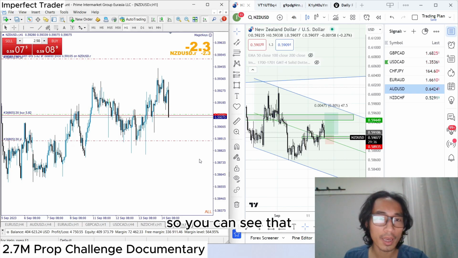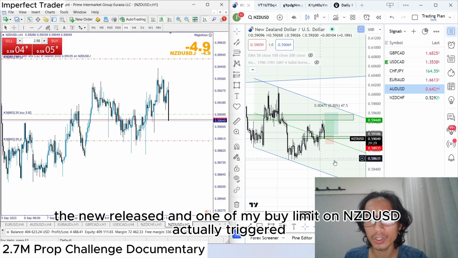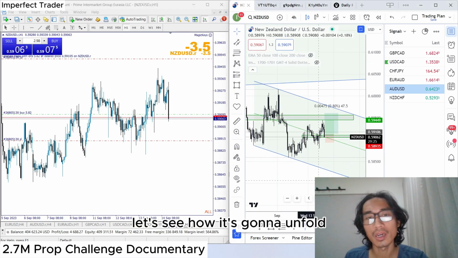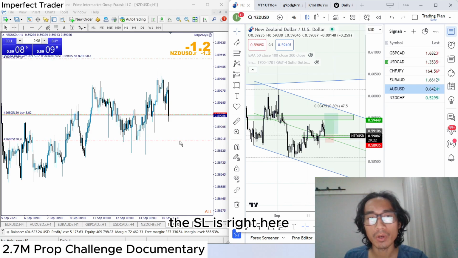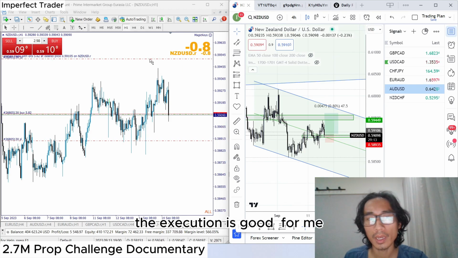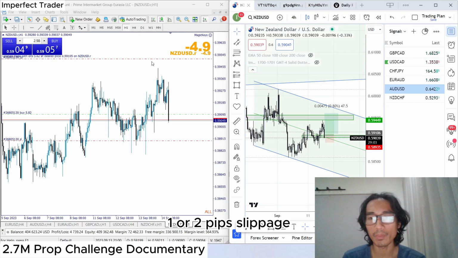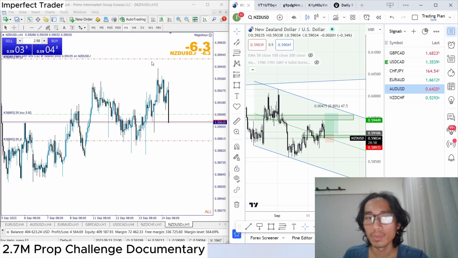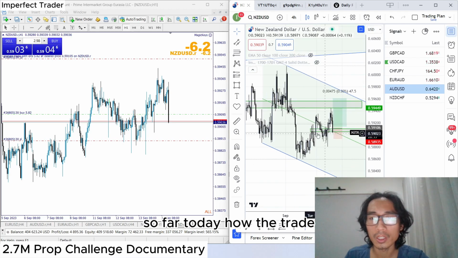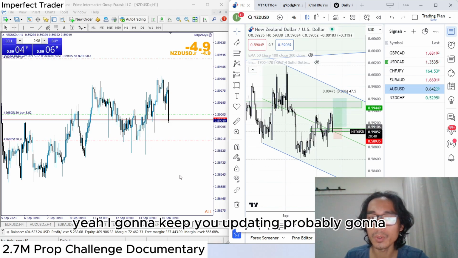So you can see that after the news release, one of my buy limits on NZD USD is actually triggered. Let's see how it's gonna unfold. The stop loss is right here. The take profit is right here. So the execution is good for me. I don't mind like 1 or 2 pips slippage in news. But yeah, so far today how the trades unfold, and yeah, I'm gonna keep you updating.